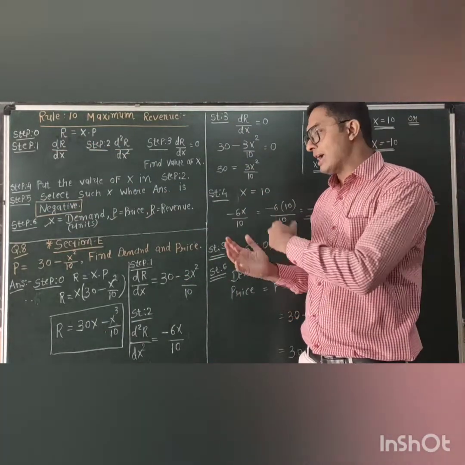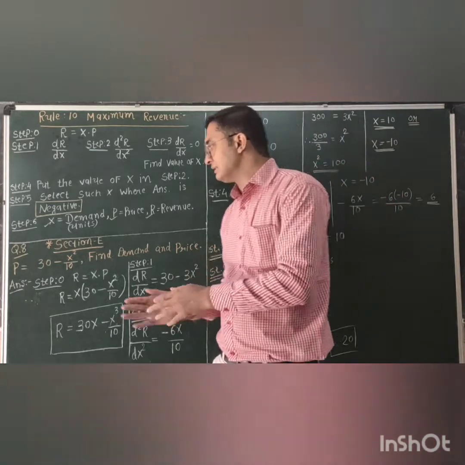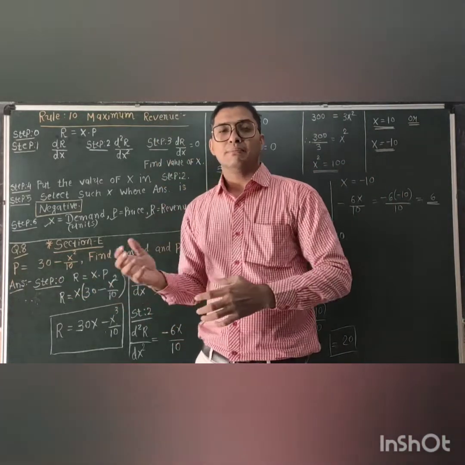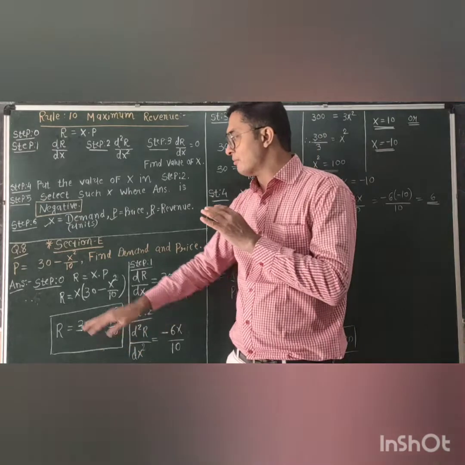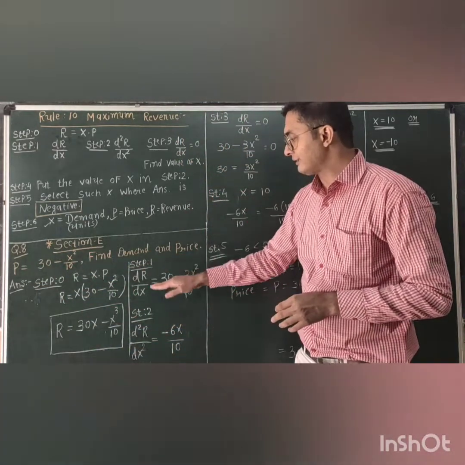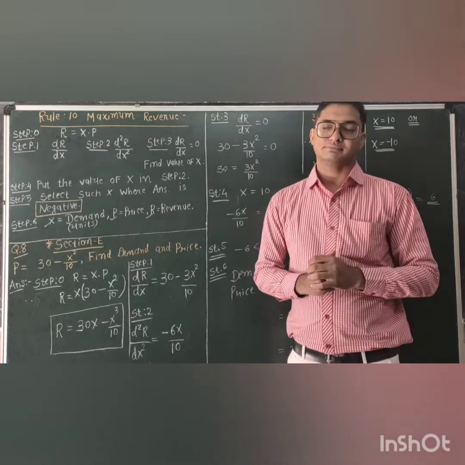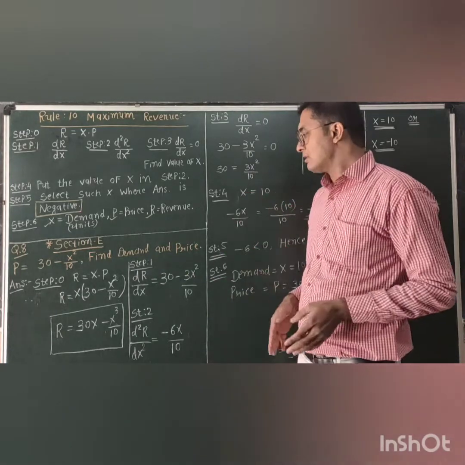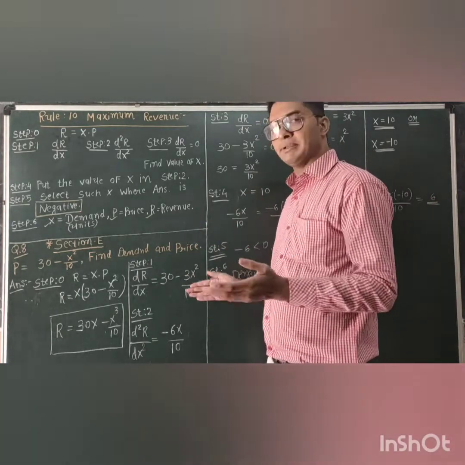Understood? Why have we done so? Because it is in the form of P. But if the question is in the form of R, then there is no need for this extra work. We can start this sum with step 1. Understood? Now all the steps are similar.